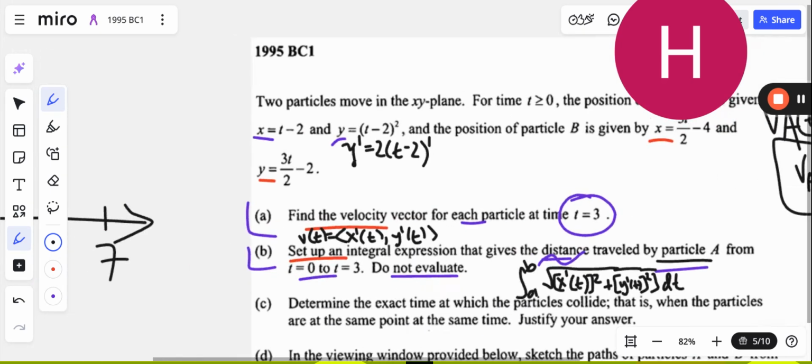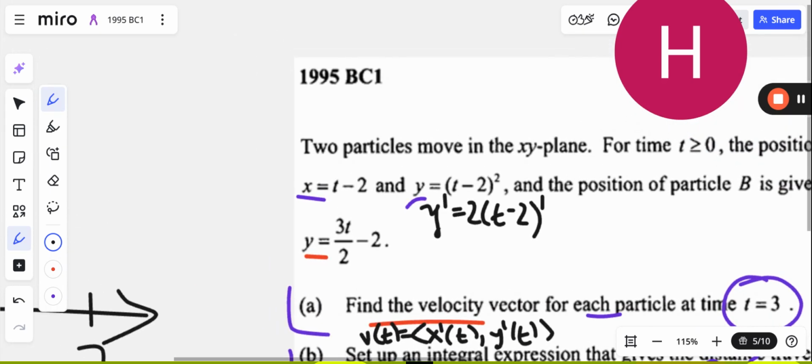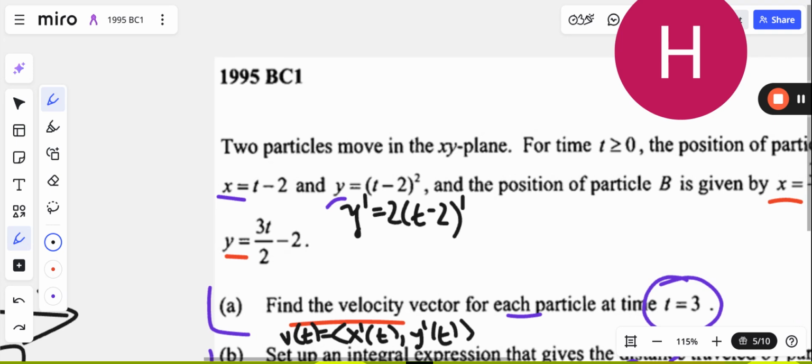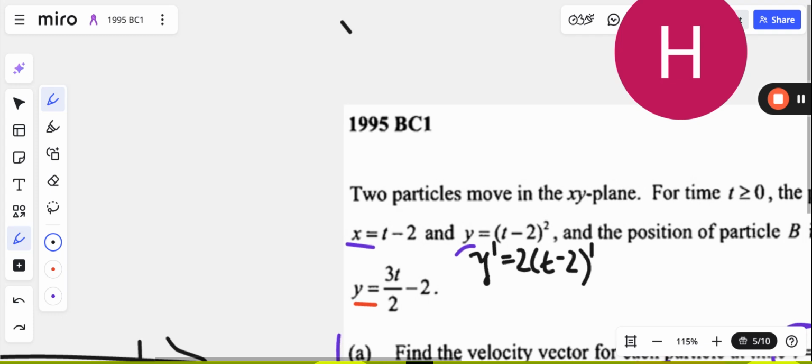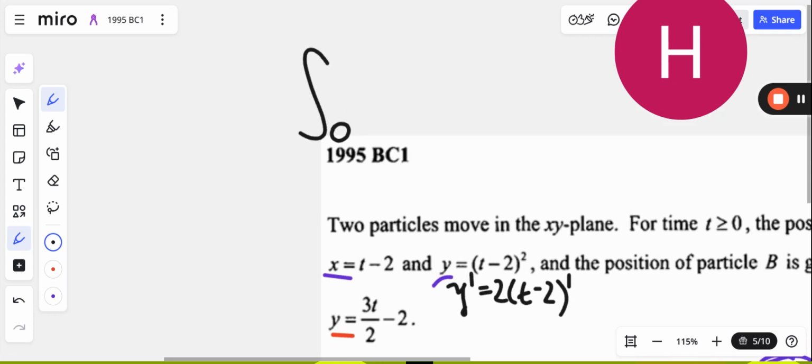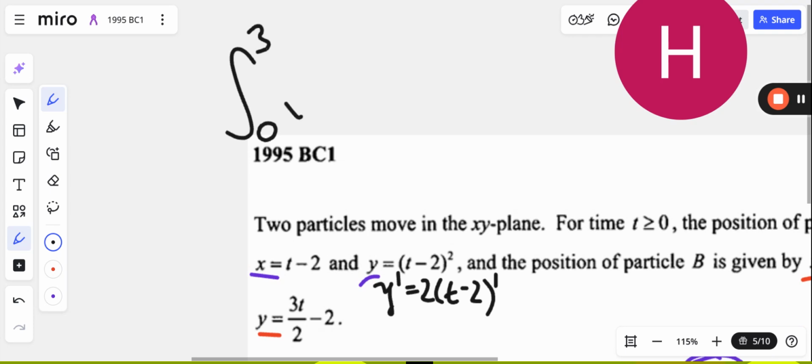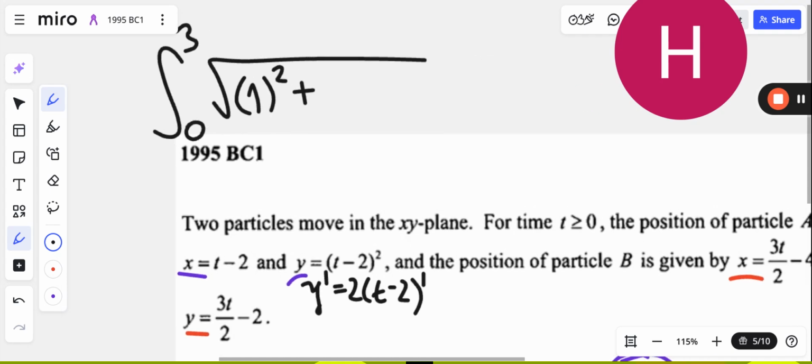Let's go to particle A's equations. I know I'm buzzing you around everywhere. Here's particle A's equations. But what we want to do is write their derivatives inside of an integral expression. So it's going to look something like integral from 0 to 3 square root of the x derivative squared, which is a fixed constant value, it's 1 squared, plus 2t minus 4 squared.